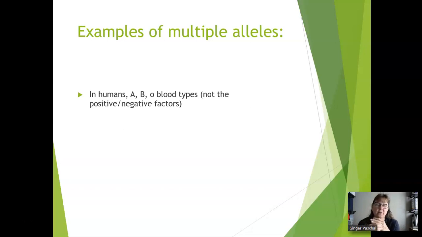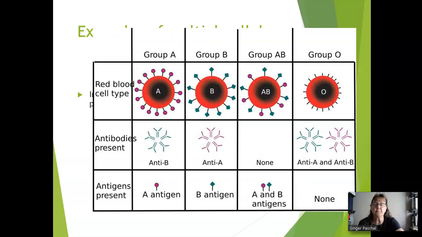So we're not talking about the positive and negative factors at this point. That is called Rh factors, and that's a whole other gene. So we're talking about multiple alleles. There are three types of alleles for blood type in humans. So when we look at this, we have group or type A, group or type B, type AB, and type O. So antigens and antibodies are what we're talking about with this.